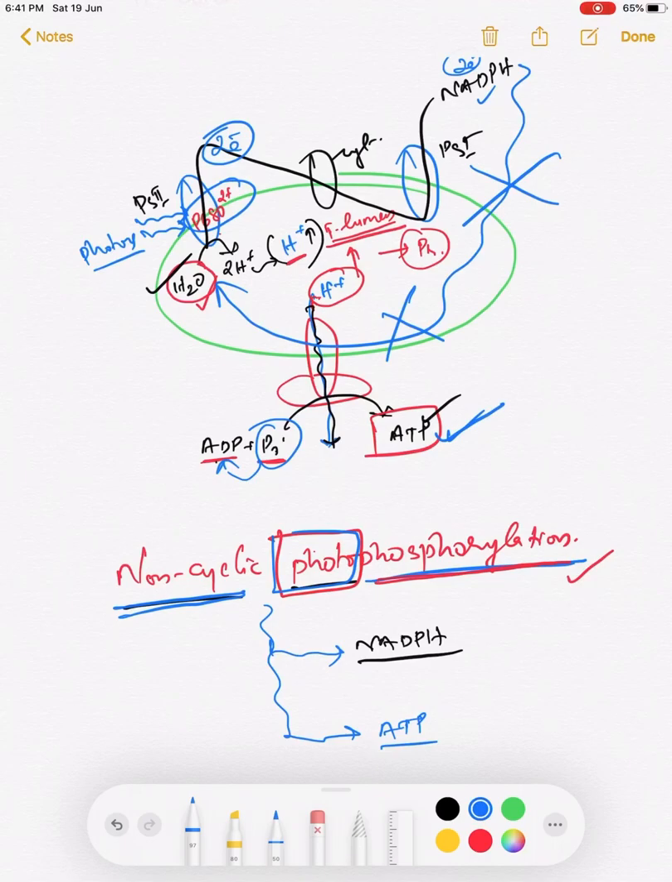Actually, light reaction is of 2 types. Non-cyclic photophosphorylation is there and cyclic photophosphorylation is also there. During non-cyclic photophosphorylation, plants produce both NADPH and ATP. In cyclic photophosphorylation, plants produce only ATP. Cyclic photophosphorylation occurs usually in the stroma lamellae. That process we will discuss in another video. And in this type of light reaction, non-cyclic photophosphorylation, we have seen the formation of NADPH and ATP. This is all about non-cyclic photophosphorylation or light reaction.